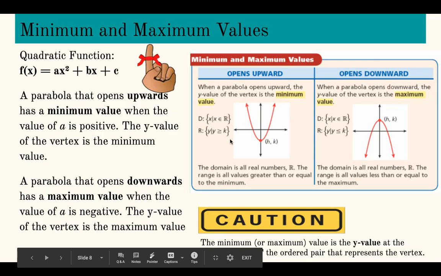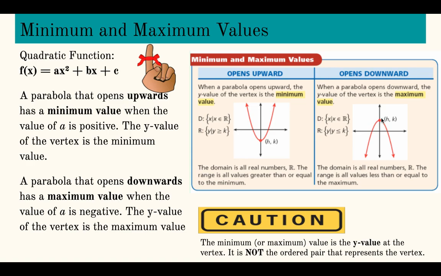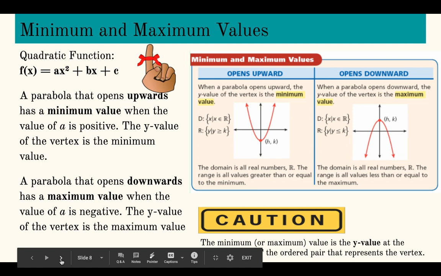Okay, the minimum value is the lowest point on the parabola, and the maximum value is the highest point of the parabola. The parabola is concave up if a is greater than or equal to 1, and the parabola is concave down if a is less than 0. So if this a is negative. So a parabola that opens upward has a minimum value when a is positive. So a is greater than or equal to 0. A is positive. And the y value of the vertex is the minimum value. The parabola that opens downward has a maximum value when the value of a is negative. The y value of the vertex is the maximum value.